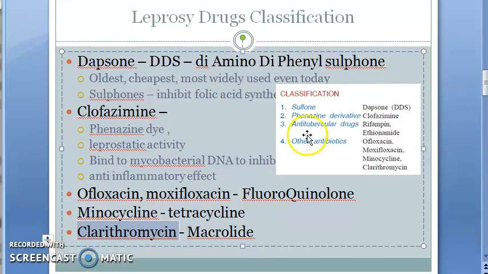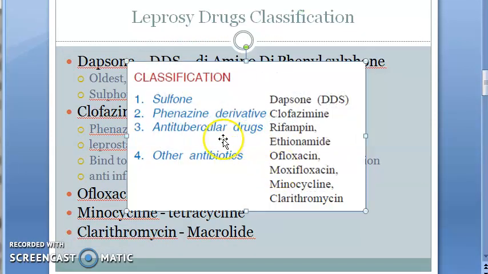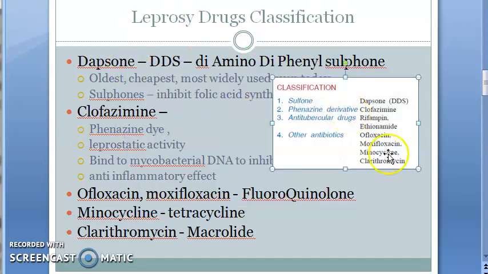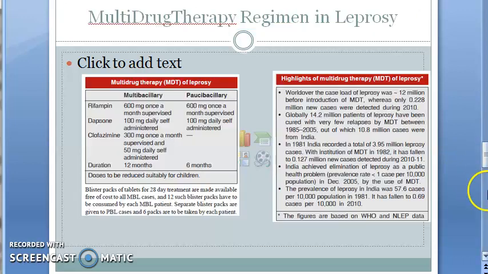That is aminoglycoside. So now is it clear the classification of anti-leprosy drugs? Sulfone, Dapsone, phenazine, clofazimine, anti-tubercular drugs like rifampicin, ethionamide, other antibiotics like ofloxacin, moxifloxacin, minocycline, tetracycline, and then you have macrolide like clarithromycin. Okay. What else should we look at in this? Dapsone they have asked once, and clofazimine you should know.